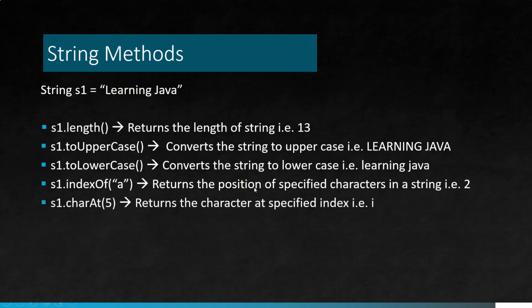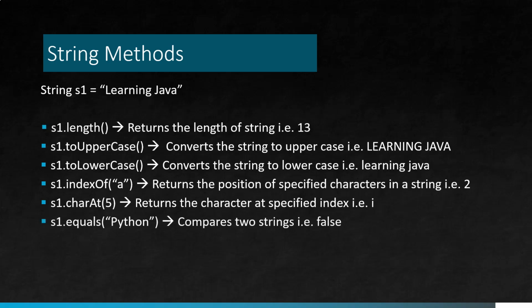The next method is charAt. It returns the character at the specified index. Once we specify a particular index, it will return the character which is present at that index. In our case, we have mentioned the index 5. If you look at our string, at the fifth index or position, the I character is present, and that's what our output will be.